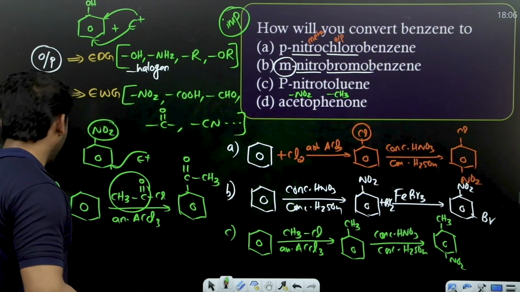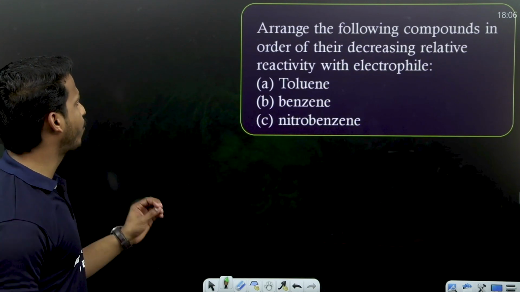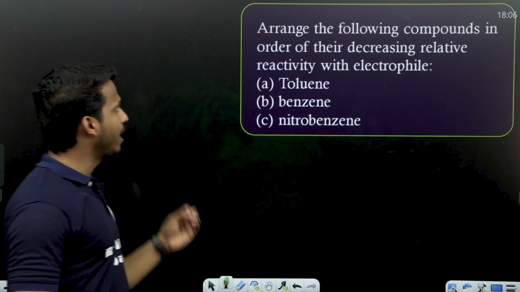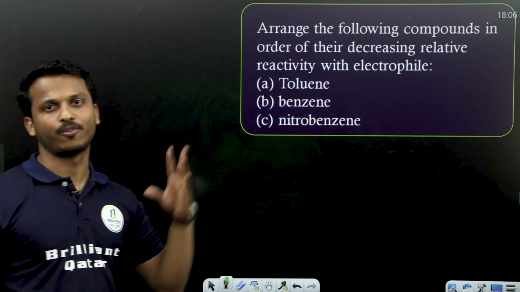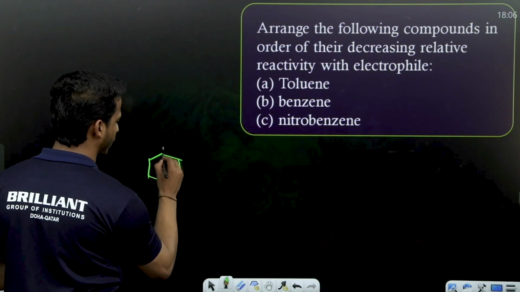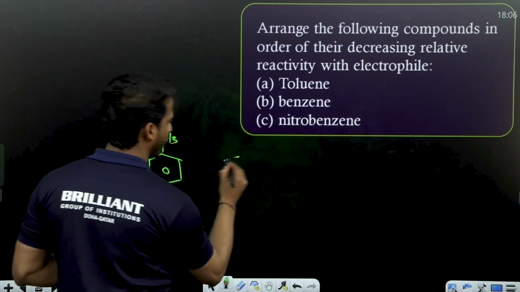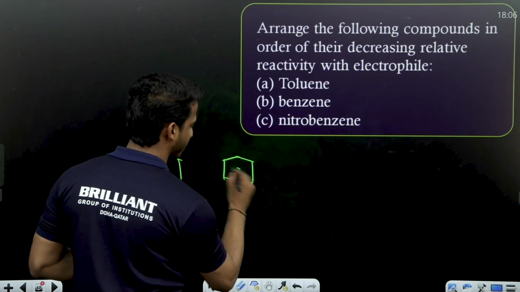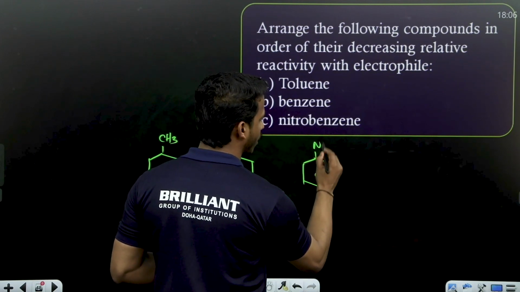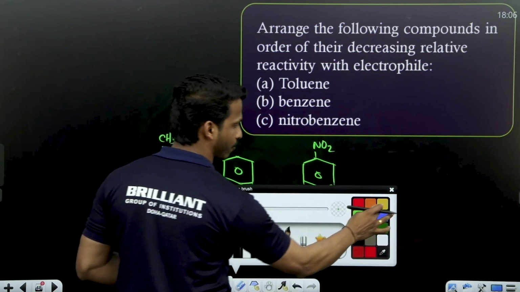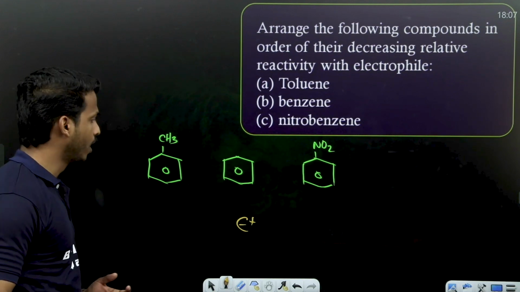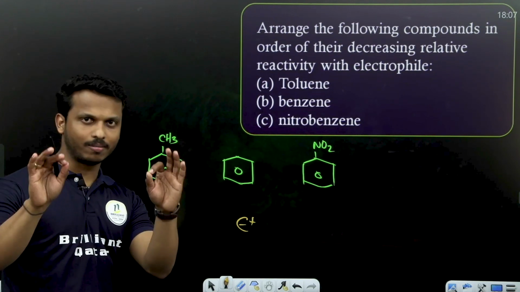Clear? Okay. Now, arrange the following compounds in order of their decreasing relative reactivity with an electrophile. What compounds are given? Toluene, benzene with CH3. Next, benzene. The other one, nitrobenzene. Question: which will undergo electrophilic substitution faster? Suppose you have an electrophile, whether chlorine, nitro, whatever. Where will it go faster? Simple idea.